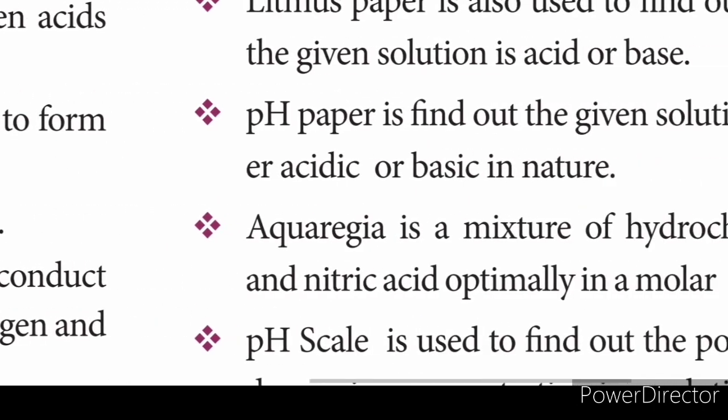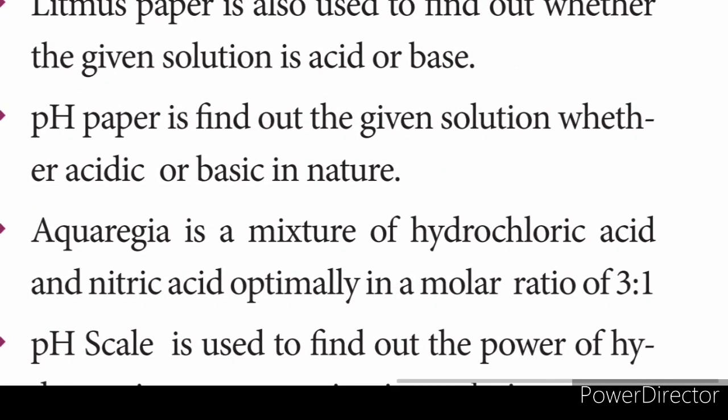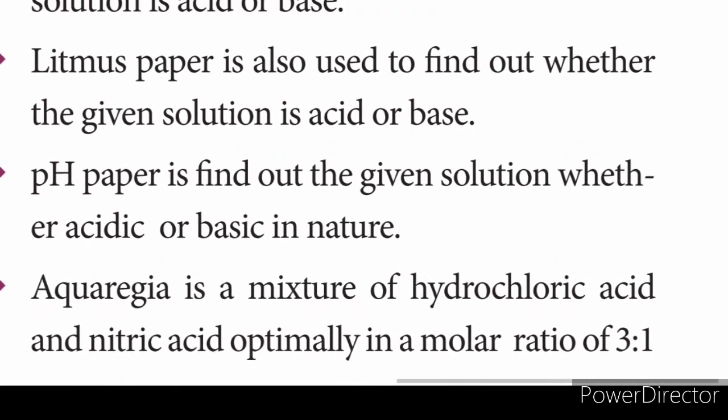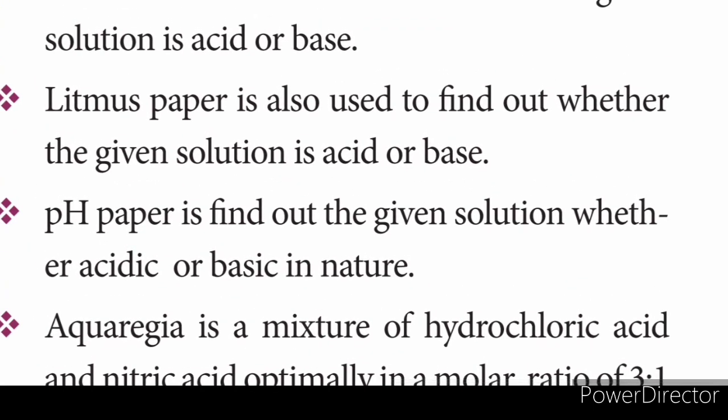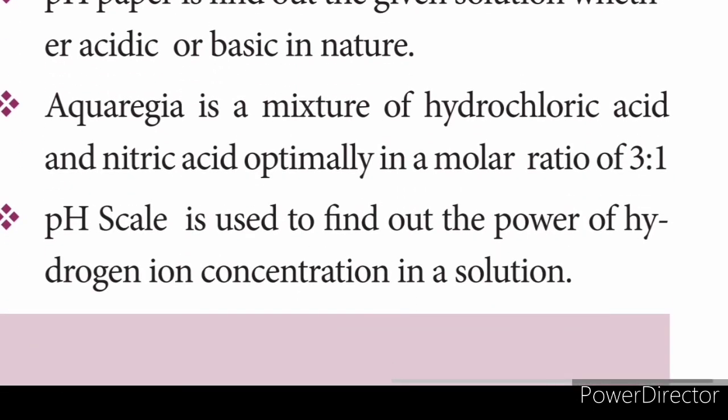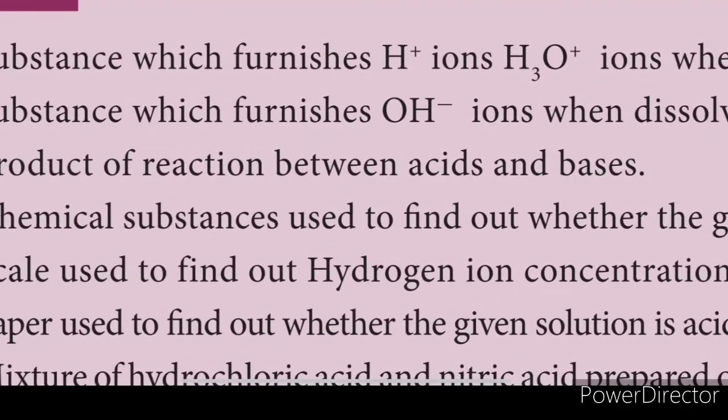And then pH paper is found out. What is the use of this pH paper? It tells whether a given solution is acidic or basic in nature. Litmus paper is also used to find out whether the solution is acid or base. Then you learn about aqua regia as a mixture of hydrochloric acid and nitric acid, optimally in a molar ratio of 3:1. What is the use of the pH scale? It is used to find the power of hydrogen ion concentration in a solution. Then later on you have textbook exercises.